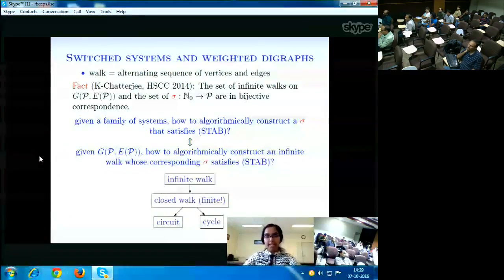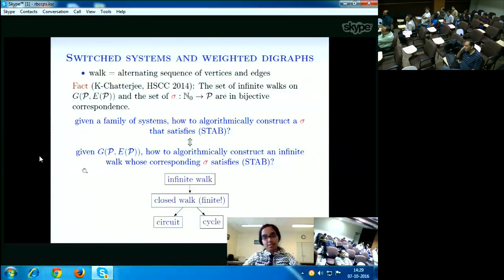Okay, so now the question is that, given a family of systems and a set of admissible switches, well, we should have a set of admissible switches here that's missing on the slide, sorry about it. So how do we algorithmically construct a switching signal that satisfies our condition? Now, under this fact, it is now equivalent to ask, given a weighted directed graph G, how do we algorithmically construct an infinite walk whose corresponding switching signal satisfies our stability condition? Now, this correspondence is a la this fact. So what we are now asking is the following. We are given a weighted directed graph and we want to algorithmically construct an infinite walk that satisfies a certain condition involving the vertex and edge weights.